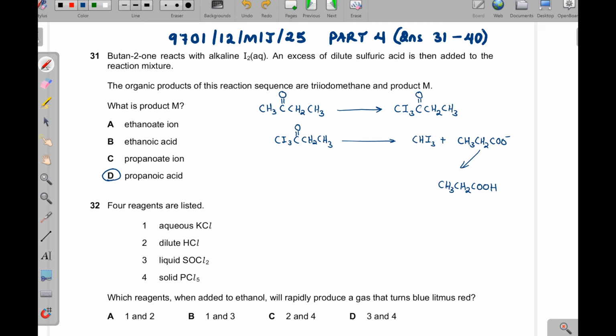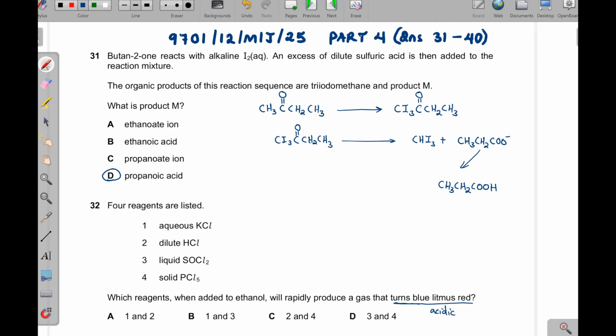Then question 32, they are saying that 4 reagents are listed here: aqueous potassium chloride, dilute hydrochloric acid, liquid thionyl chloride, and solid phosphorus pentachloride. Which reagents, when added to ethanol, will rapidly produce a gas that turns blue litmus red? So this one that turns blue litmus red must be an acidic gas.